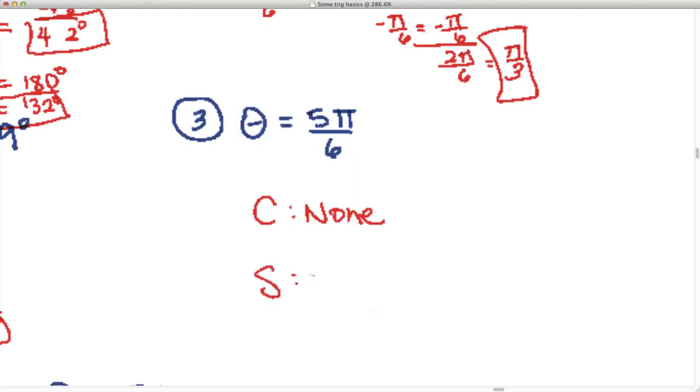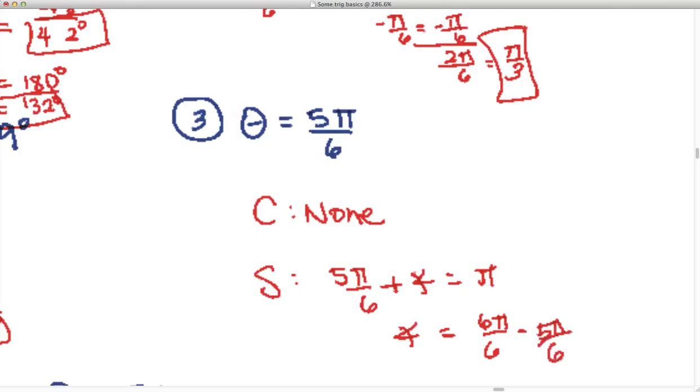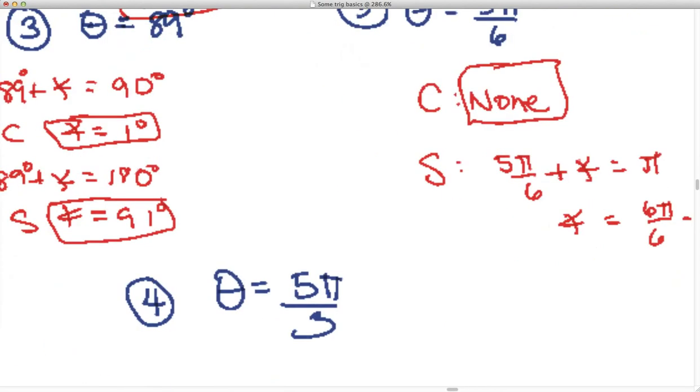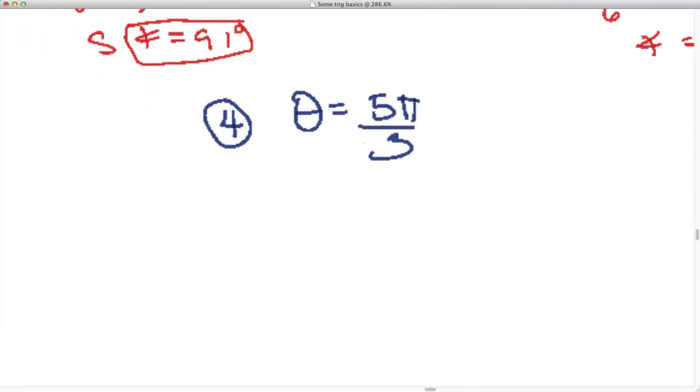So it should have a supplement, which is 30 degrees, but just to show you in radian measure, subtract 5 pi over 6 from both sides. And sure enough, we got 30 degrees there. Okay? So there are scenarios in which you won't have one. And then in this case, 5 pi over 3, that's going to be in the fourth quadrant. So there's no complement.